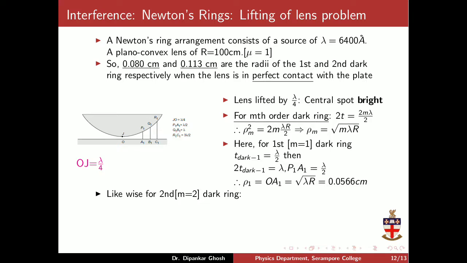Let's check whether the result is the same for the second order dark ring. Yes, let's do it. The second order dark ring will be obtained at B1, and Q1B1 is the required length for which we will have the second order dark ring. It will be lambda. What is the radius? It is 0.098 centimeter. You just put the values, you can find out. There is no big deal.